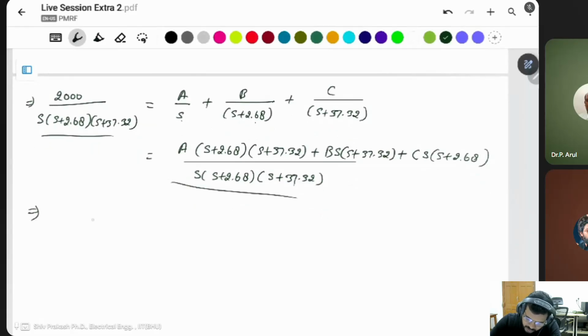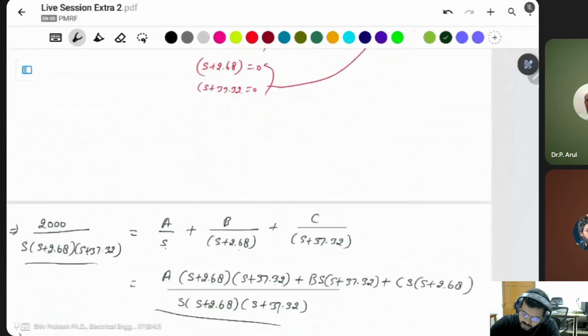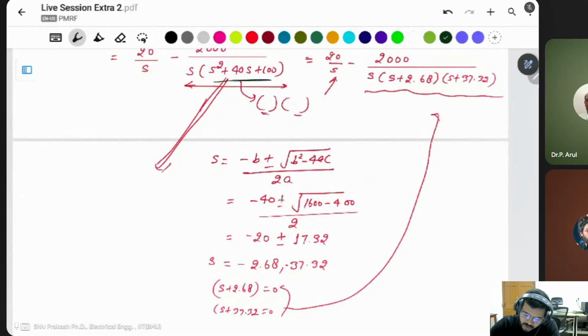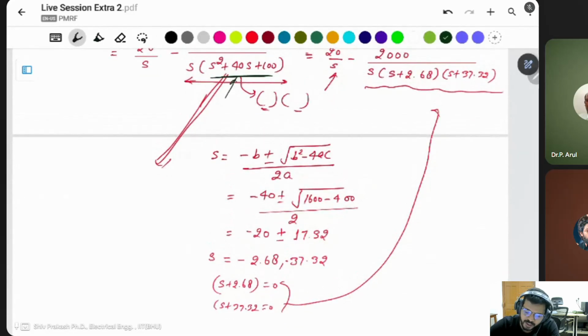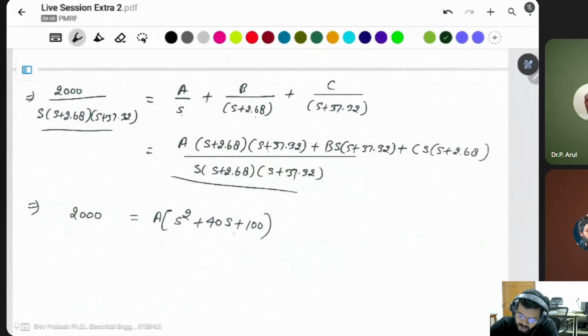The denominator term is cancelled out, that's why it will be 2000 is equal to, the square term is here, A s square plus the summation of these two positive 2.68 and 37.32, this will be 40 s, plus the multiplication of these two I have already found. Because I have the multiplication of this one only, that's why I directly wrote s square plus 40 s plus 100, plus this one B s square plus 37.32 s, plus C s square plus 2.68 s.